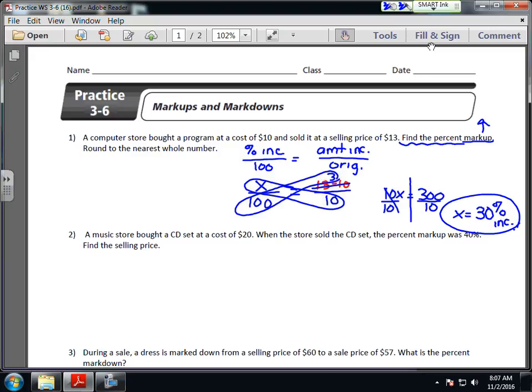Let's take a look at number 2. Number 2 says a music store bought a CD set at a cost of $20. When the store sold the CD set, the percent markup was 40%. Find the selling price. Okay, here we go. I have to do percent increase, because again, it was a markup. Percent increase over 100 equals amount increase over original.